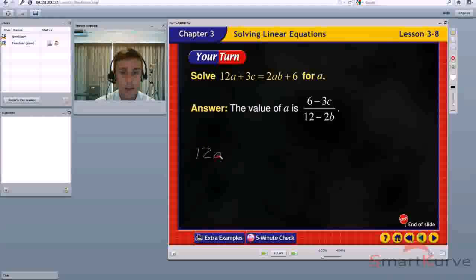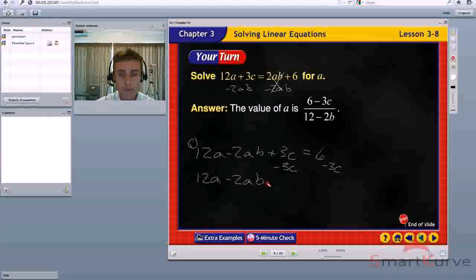So we have 12a minus 2ab plus 3c equals 6. If we subtract 2ab from both sides, that is what we get right here. This cancels out. Now we need to move this 3c back to the other side. So we have 12a, subtract 3c, subtract 3c. 12a minus 2ab equals 6 minus 3c.